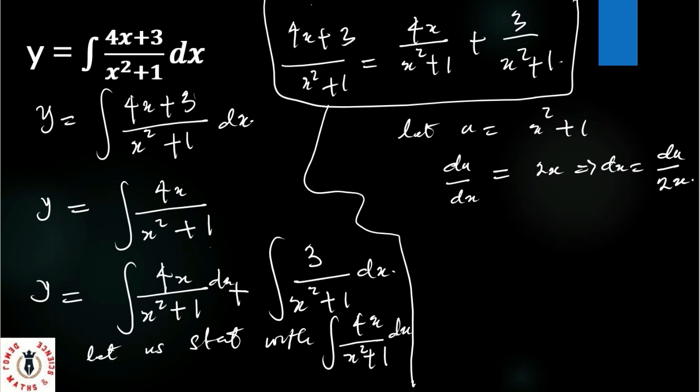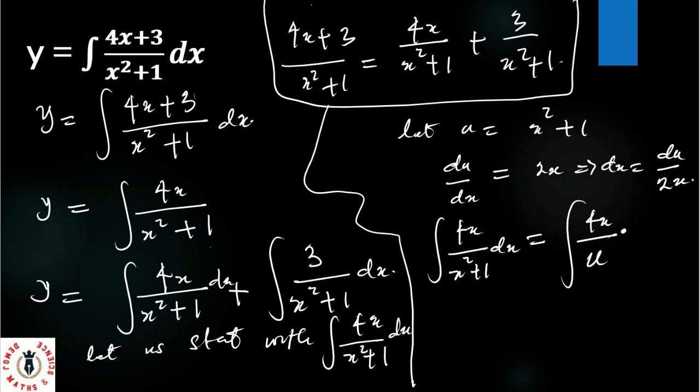This is where we're actually applying the substitution method, so that the integral of 4x over x squared plus 1 dx will be the same thing as the integral of 4x over u. Remember, we have said u is equal to x squared plus 1, so that dx will be equal to du over 2x. The 2 and the x here cancel to 1, and 4 over 2 will be left as 2. So this will be equal to 2 times the integral of 1 over u du.